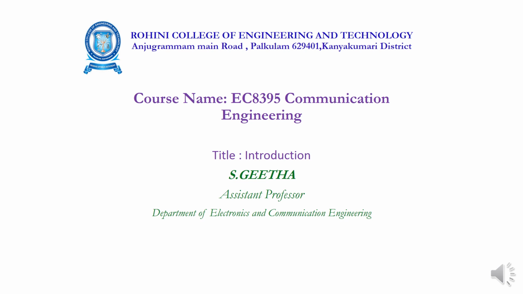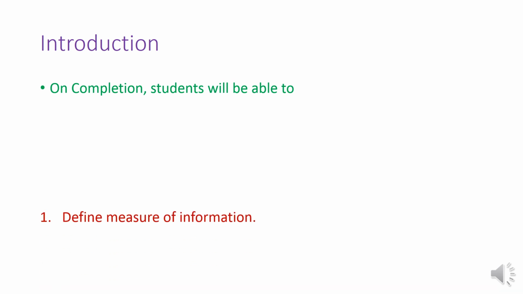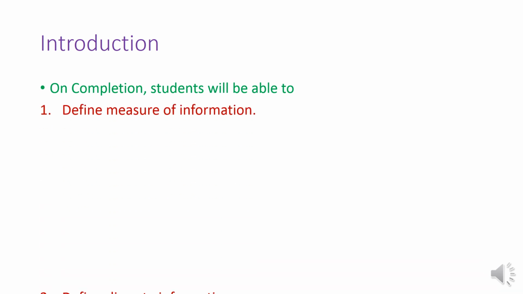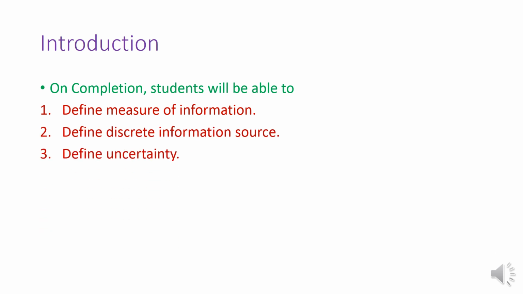So now I am going to discuss this subject, communication engineering. Here I am going to discuss the topic, introduction to information theory and coding. After completing the introduction to information theory, the students will be able to define measure of information, define discrete information source, define uncertainty.